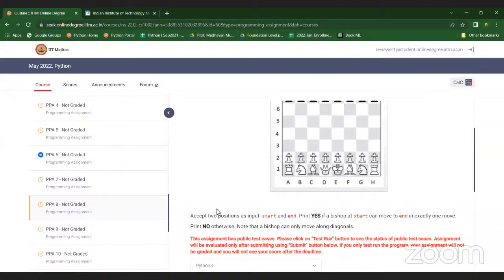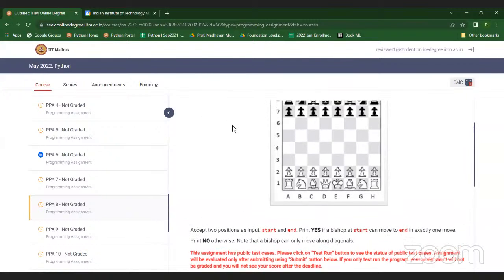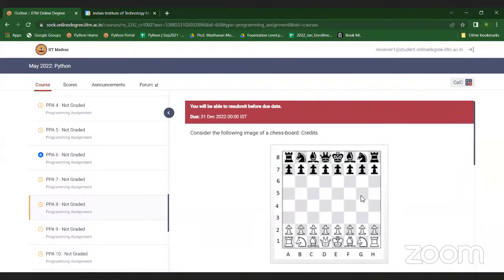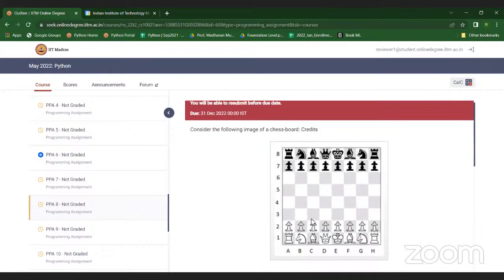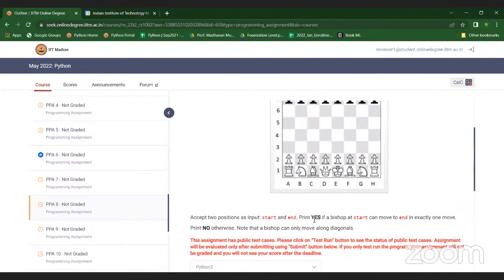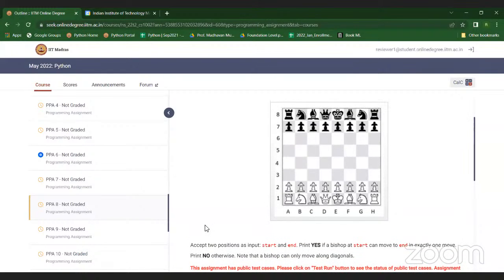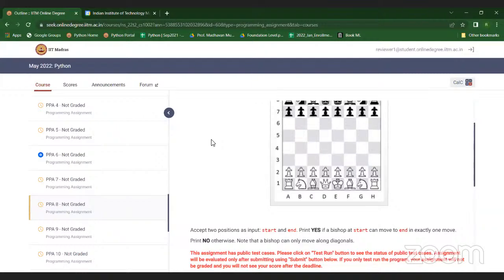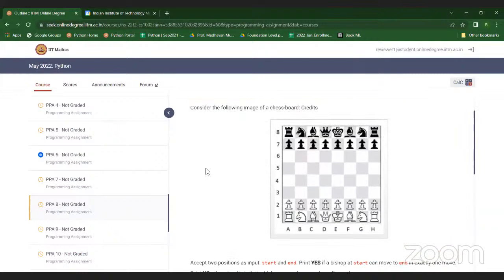Sir, can you explain the question again, please, for a minute? Yeah. So we have a bishop, right? Let's assume that there are no other items on the chessboard. There is only the bishop here. For the bishop, the start position will be given and the end position will be given. If it can move from start to end, then it should print yes. If it cannot move from start to end in a single move, then it should print no. Is this clear?